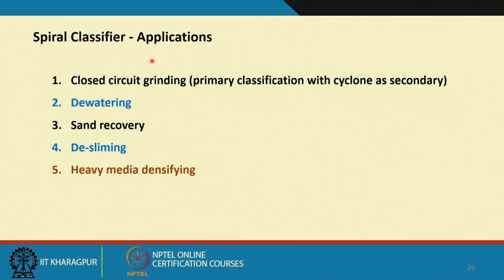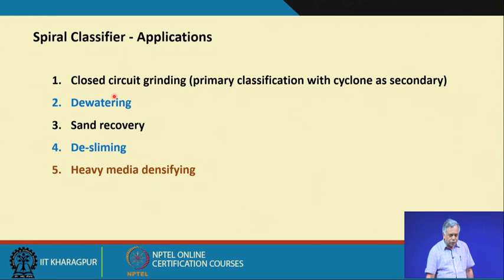So, now look at what the applications of these classifiers are. They have application in closed circuit grinding, that is, in primary classification with a cyclone as secondary, that is, you can have a centrifugal separator after that. So, you are removing the majority of the coarser particles, and then you have relatively finer particles, and you want another separation, so you put it into a centrifugal separator.